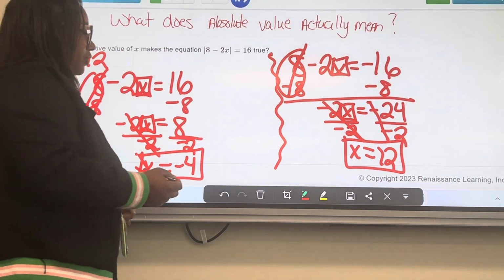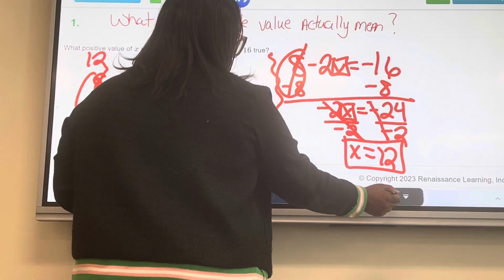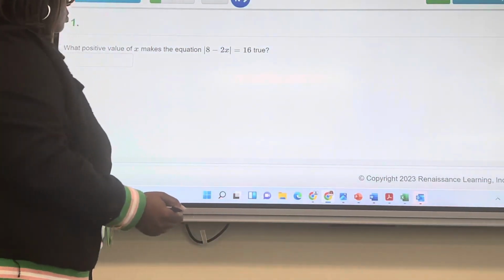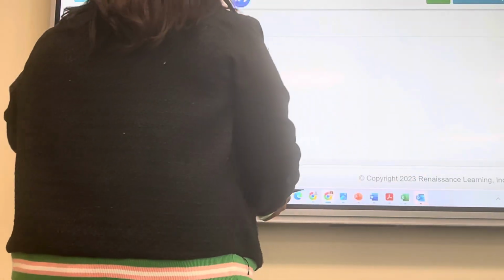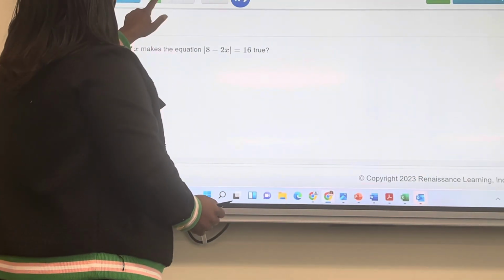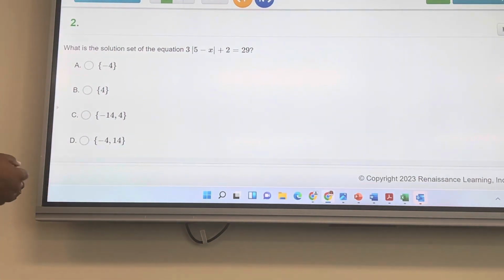All right, let's go to another one. So now I'm going to go to number 2. Number 2 says, what is the solution set? Solution set basically just means what are the solutions for this absolute value equation? We're pretty much going to do the same thing that we just did on the previous problem.